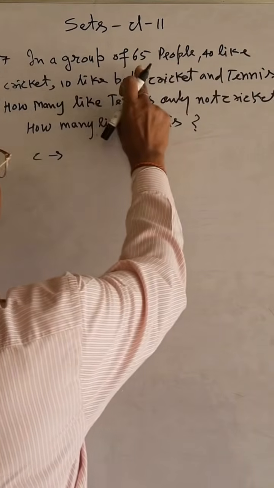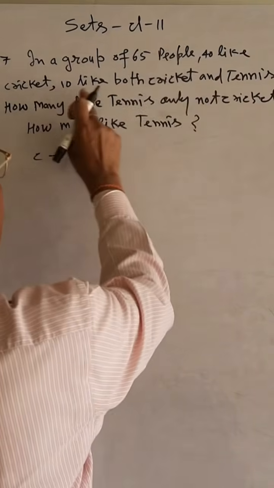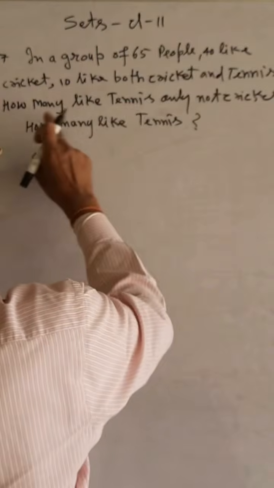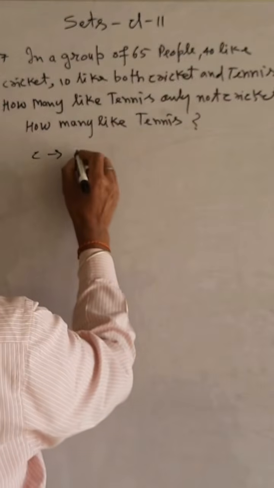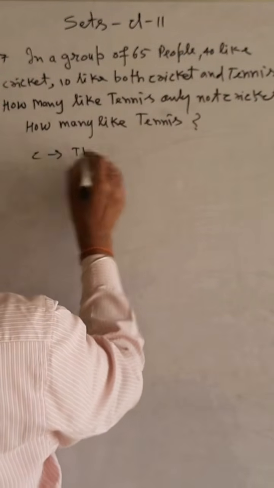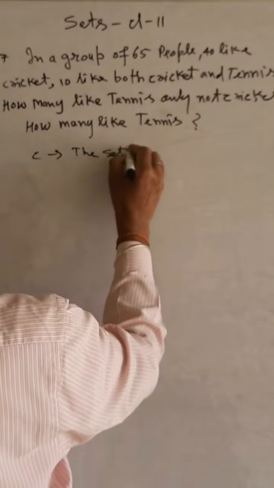See here it is given: in a group of 65 people, 40 like cricket, 10 like both cricket and tennis, and how many like tennis only and not cricket? How many like tennis? Let me take the set.